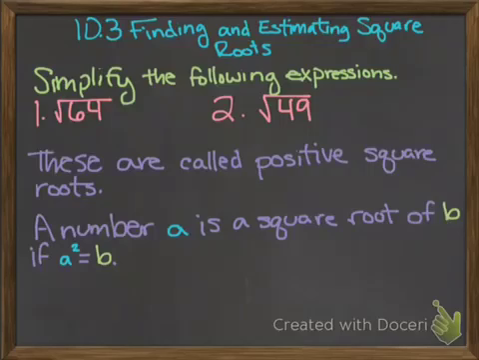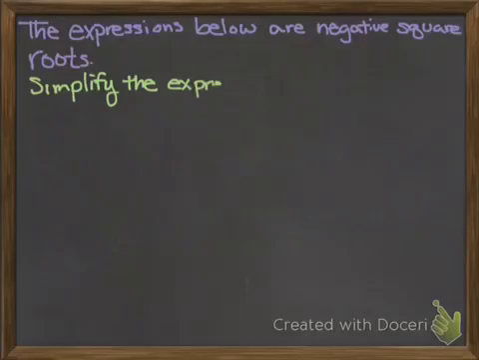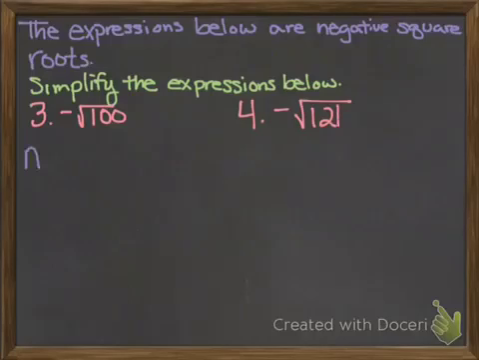So next we're going to take a look at negative square roots. So a negative square root is pretty much the negative sign is outside of the radical, and when you see it, you're going to still find the square root, but you're just going to have a negative in front of it. So with these two that I've given you below, I've given you negative square root of 100 and negative square root of 121. So first you're going to find the square root of 100, and then simply you're just going to put a negative sign in front of it. Same deal with number 4, you're going to find the square root of 121, and then just put a negative sign in front of it.